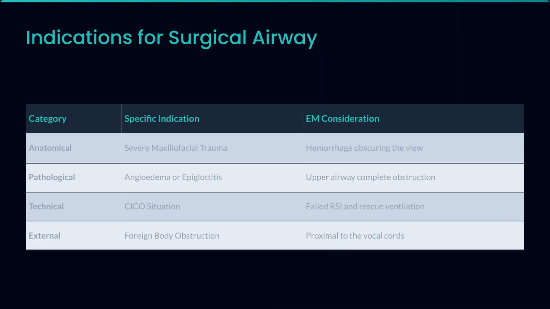Indications for a surgical airway fall into categories like anatomical trauma, pathological obstructions such as angioedema, technical failures like CICO, and external foreign body obstructions.